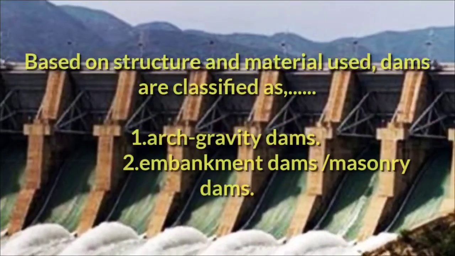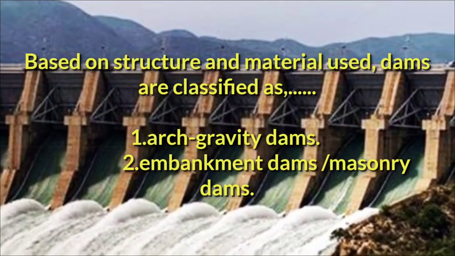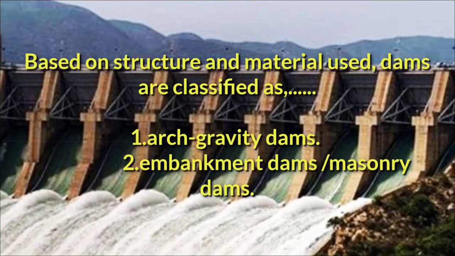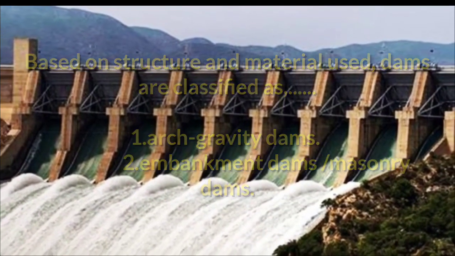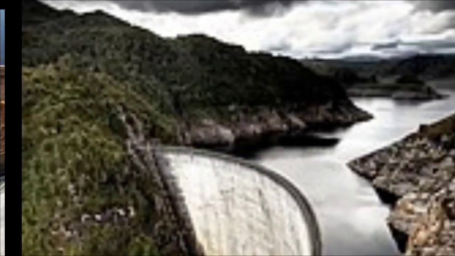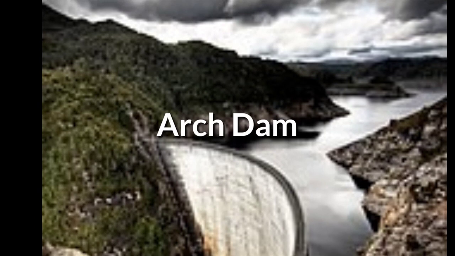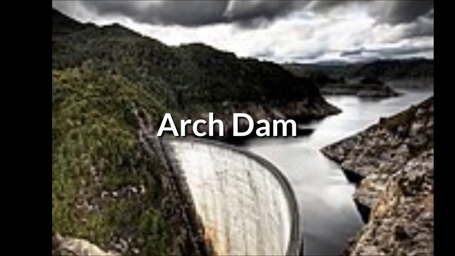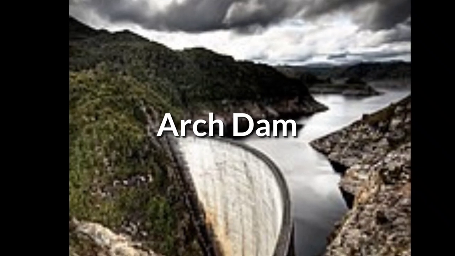Again, dams are classified as per their structure and the material used in construction, such as arch dams, gravity dams, embankment dams, masonry dams, and different subtypes. A dam that is curved in the horizontal plane and usually built of concrete, in which the horizontal thrust is taken by the abutments in the side of the valley, is known as an arch dam.